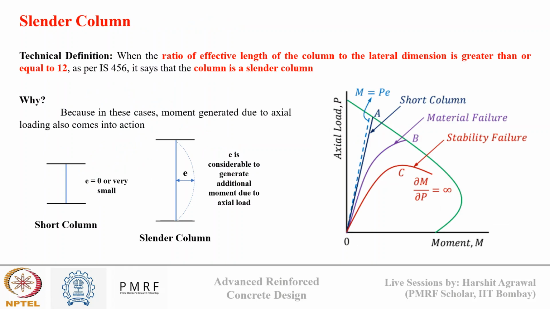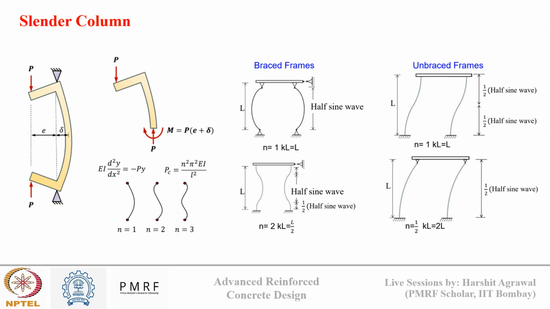And finally, we discussed slender columns: what slender columns are, why additional moment is generated in slender columns, and why they fail prematurely compared to short columns. We talked about the different curvatures of bending in slender columns and how these curvatures change in braced and unbraced columns. For braced columns, we saw deflection is controlled by the member stability effect, while for unbraced columns, deflection is dependent upon both the member stability effect and the lateral drift effect.